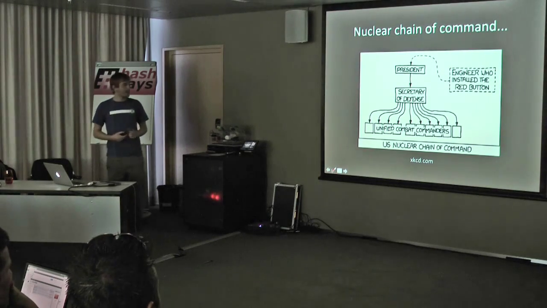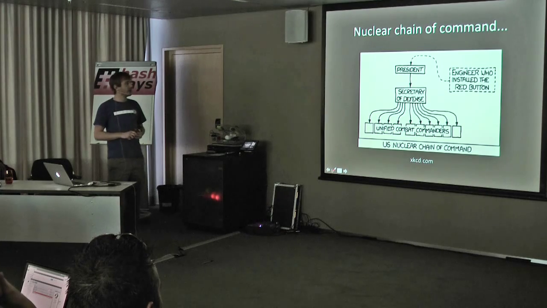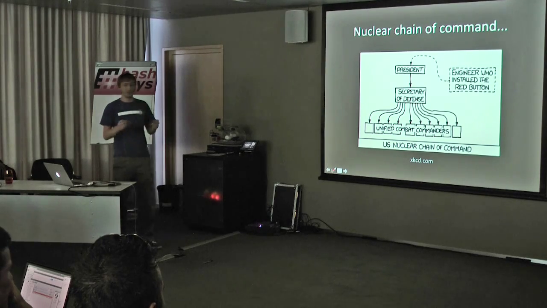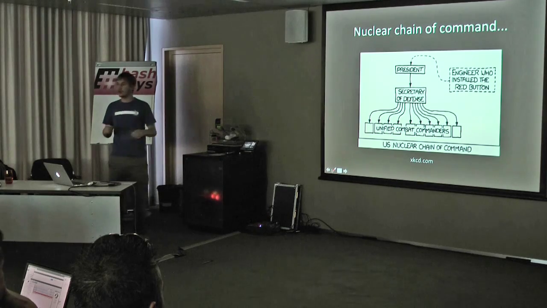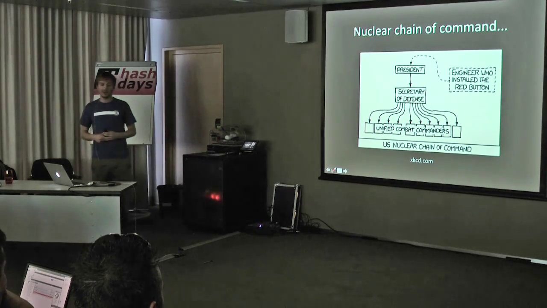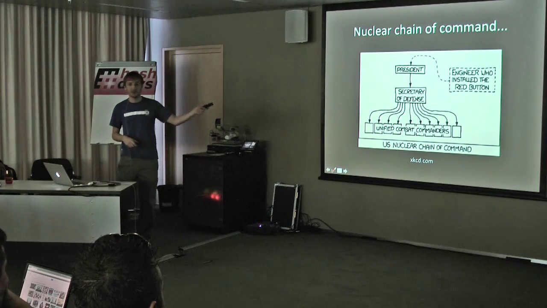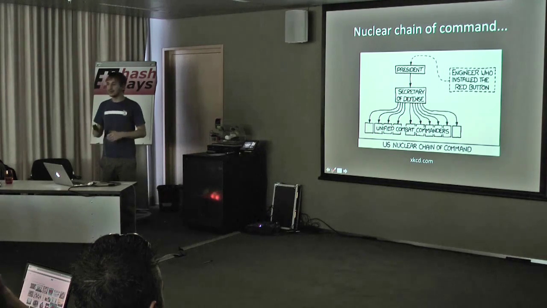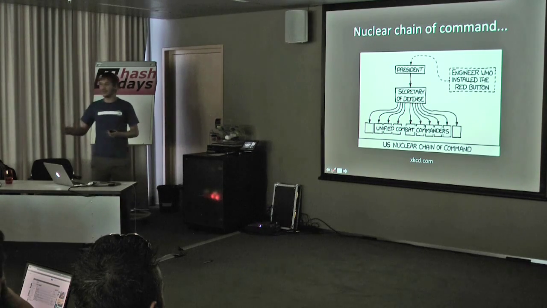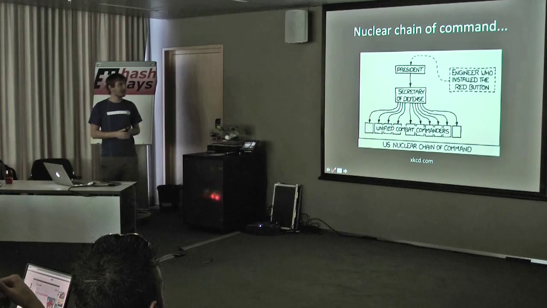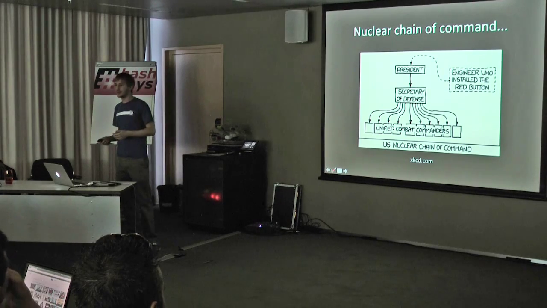So one day I found this small comment on XKCD, and it says basically the nuclear chain of command in America, it's like the president is on top, like he's in charge. But actually, he only has a red button. And if the engineer who installed the red button didn't install it correctly, the president can press it as long as he wants, and it will do nothing. So the engineer is actually the one who is in charge, right?